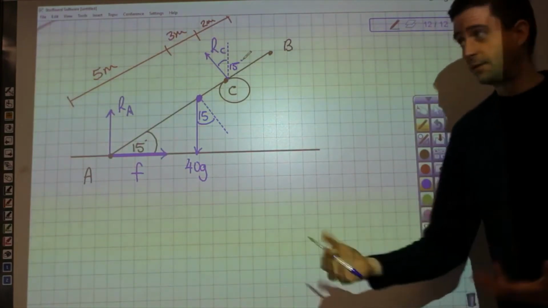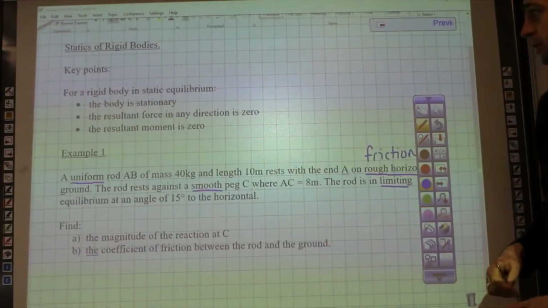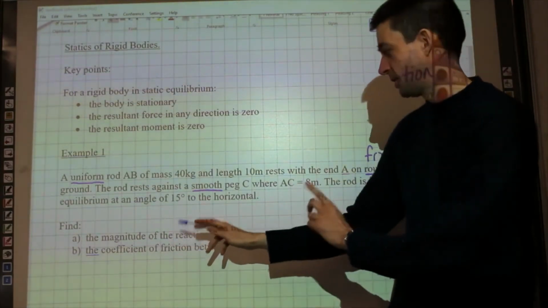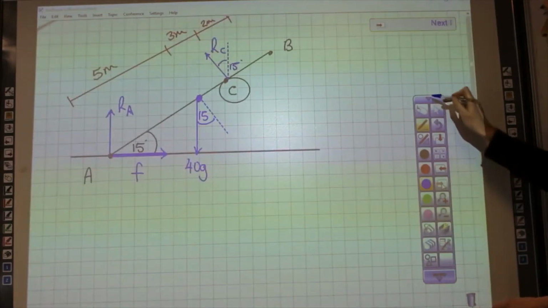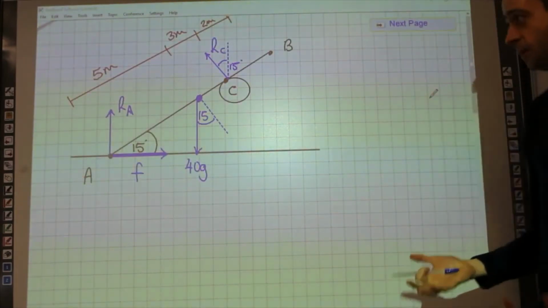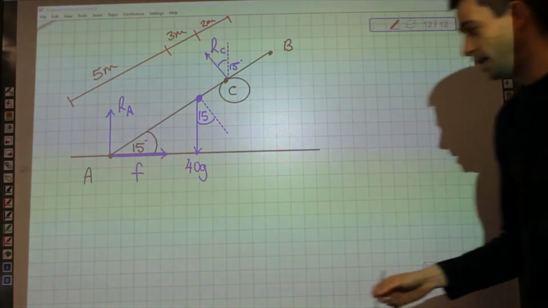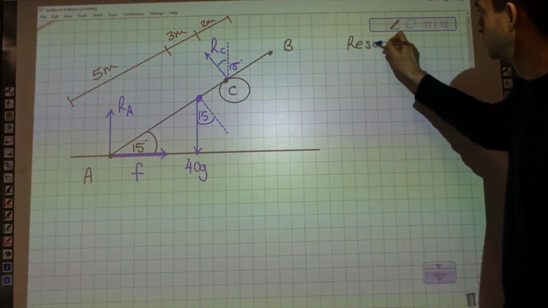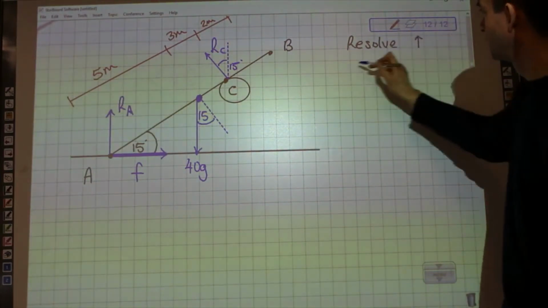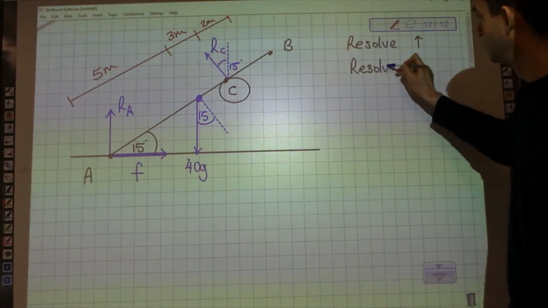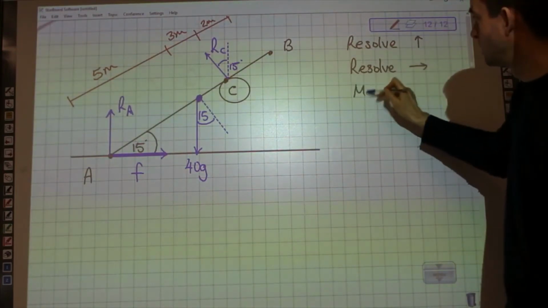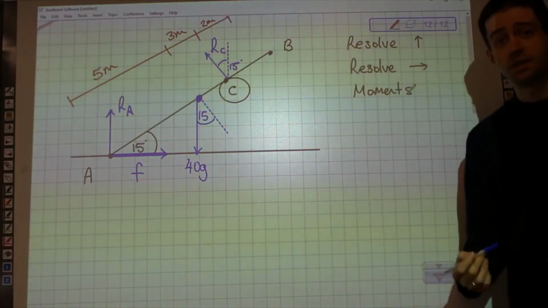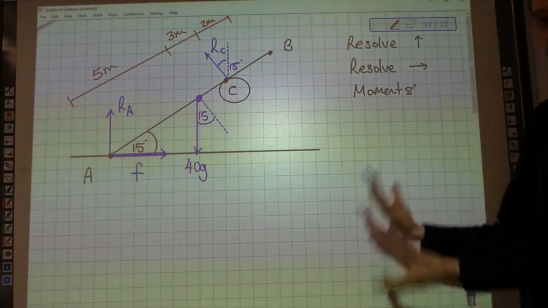So I've drawn my diagram, I've labelled my forces, now let's look at what we're being asked to do. We're being asked to find the magnitude of the reaction at C. Now, with any of these questions, you're going to be doing three things. You're going to be resolving vertically, you're going to be resolving horizontally, and you're going to be doing moments. Those are the three things that you're always going to have to do as part of these questions.